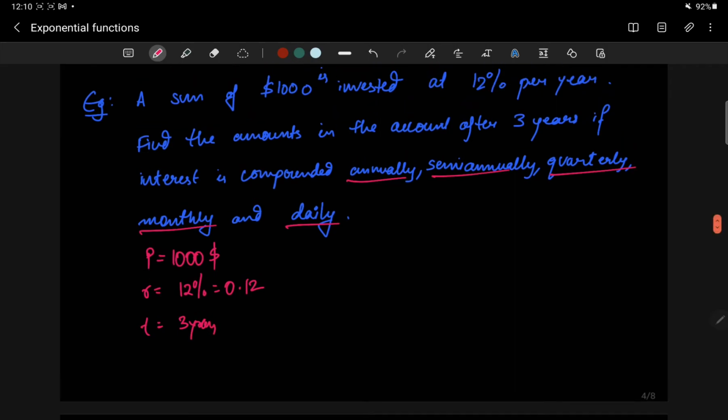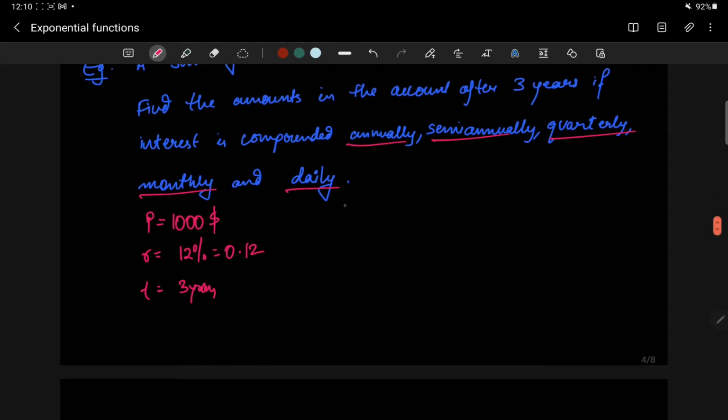What varies is n, right? So we have annual, semi-annual, quarterly, monthly, and daily. So annually would mean n is 1. Semi-annually would be 2 because there are 2 semi-annuals. Quarters, there are 4 quarters. Months, there are 12 months. And days, there are 365 days.